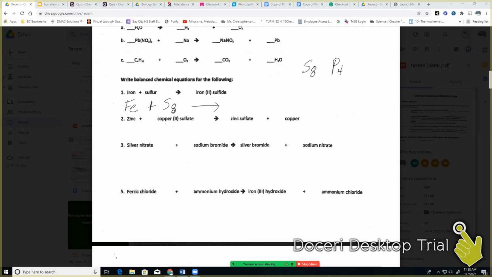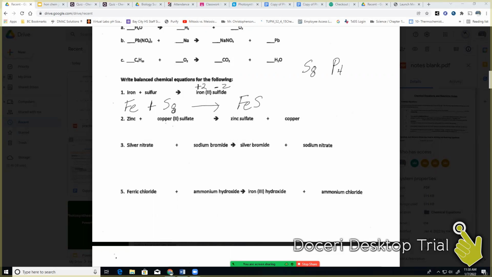So those two elements combine to give me an ionic compound, iron sulfide. So you would have to write the formula for that. Remember, the Roman numeral tells you what the charge is. That tells me it's a +2. It doesn't tell me the subscript. And sulfide you would find on your ion sheet is a -2, so they cancel each other out. So the formula would just be FeS.